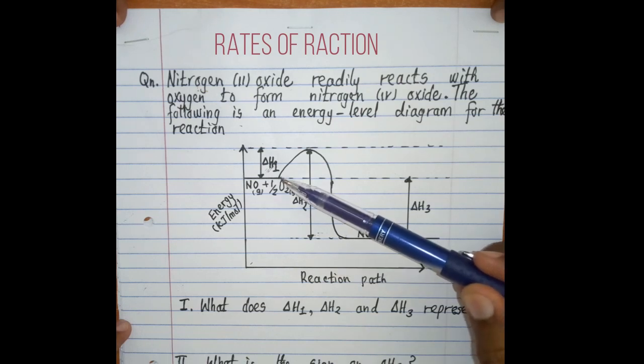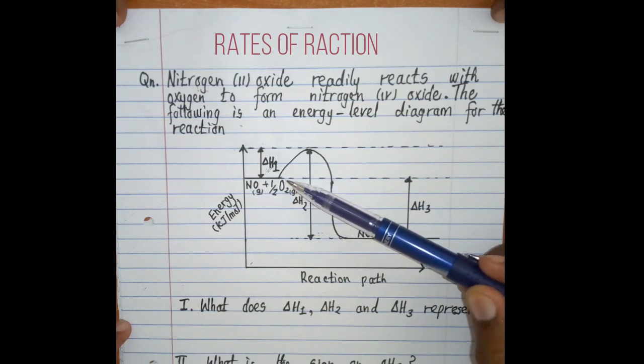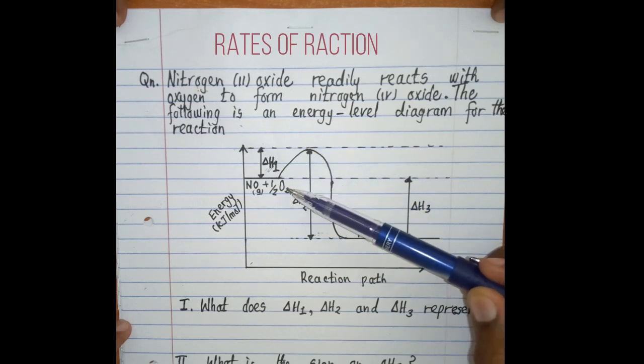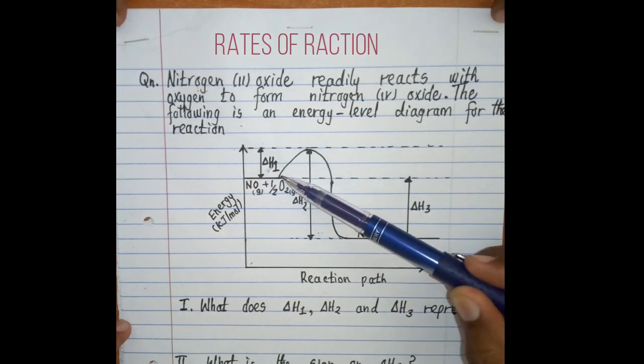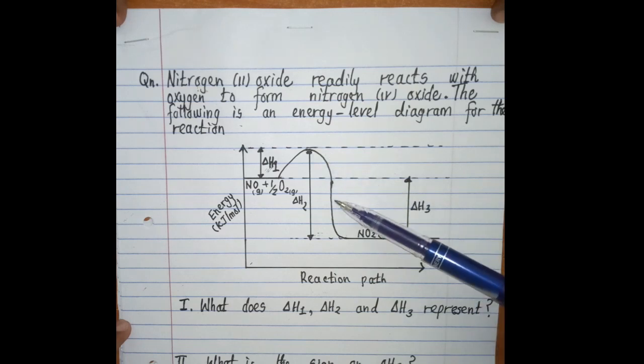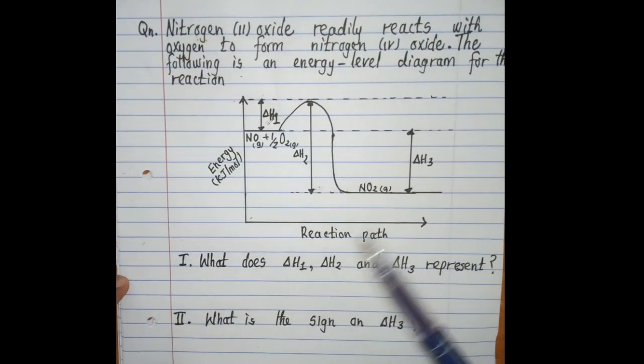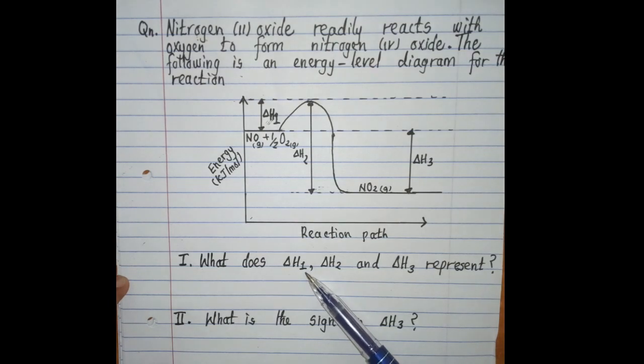Look here, when reactants are at the initial state, for them to react successfully, there must be a minimum amount of energy provided to bring these reactants up the hill. Now when they are here, they are called the transition state, and then the reaction will continue until a product is formed. Therefore, here we have the first question that asks, what does enthalpy change 1, enthalpy change 2, and enthalpy change 3 represent?